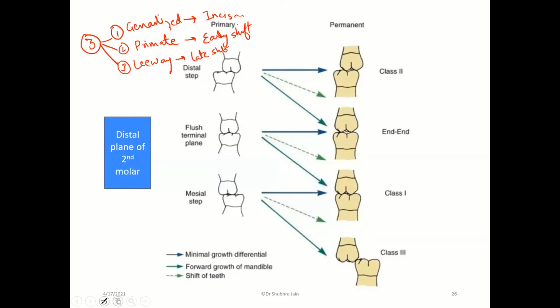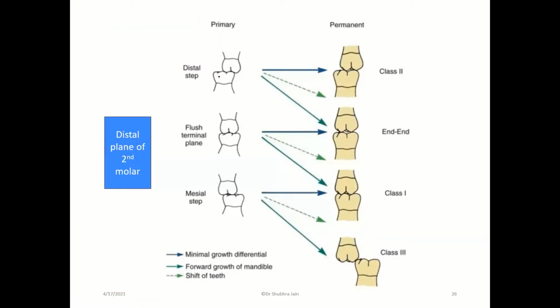Now, if we are starting with a distal step relationship in deciduous dentition, with the use of early shift and late shift, the teeth are going to come in class 2. If there is forward growth of the mandible, this is going to come a bit forward and it is going to end up in an end-on relationship. Now, if we start with flush terminal plane relationship, with the utilization of primate spaces and leeway spaces, we will end into end-to-end relationship in permanent dentition. If there is mandibular growth, then it is going to come in class 1.